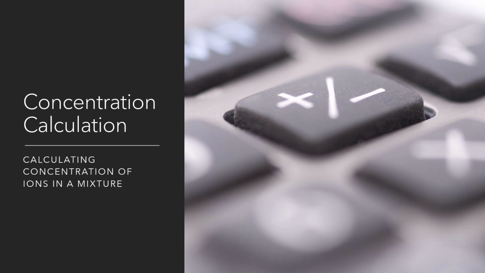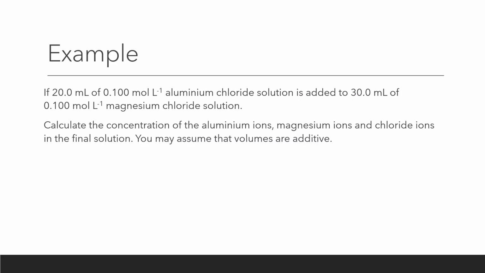In this example, what we're going to be doing is calculating all of the ions in a mixture. So, the example: if 20 ml of 0.1 molar aluminium chloride solution is added to 30 ml of 0.1 molar magnesium chloride solution, calculate the concentration of aluminium ions, magnesium ions, and chloride ions in the final solution.